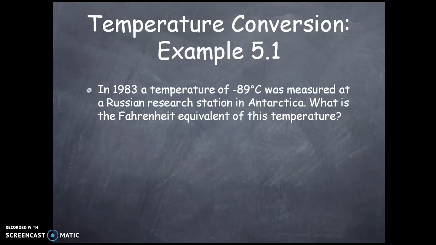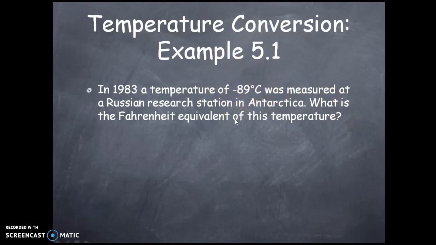In 1983, the temperature of negative 89 degrees Celsius was measured at a Russian research station in Antarctica. What is the Fahrenheit equivalent of this temperature? So now we need to convert this negative 89 degrees Celsius to Fahrenheit.